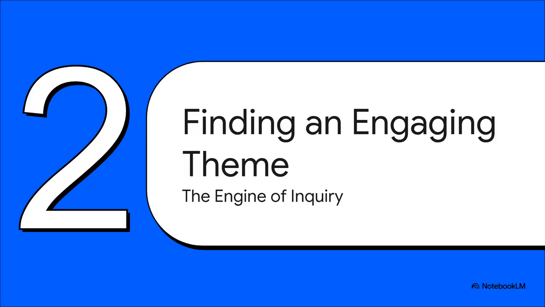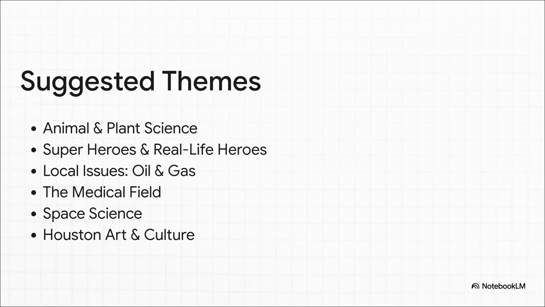So now that we know why this unit is so important, let's get into the what. The first, and honestly, maybe the most important decision you'll make in Cycle 2 is picking a theme. Think of this choice as the engine that's going to power all the student inquiry for weeks to come. And please remember, your theme can be pretty much anything that you and your students find genuinely interesting. The Canvas resources have some fantastic starting points, from animal science and superheroes to local issues like oil and gas or Houston art. The goal here is to completely change the game, to turn research from a chore into a compelling investigation they actually want to do.